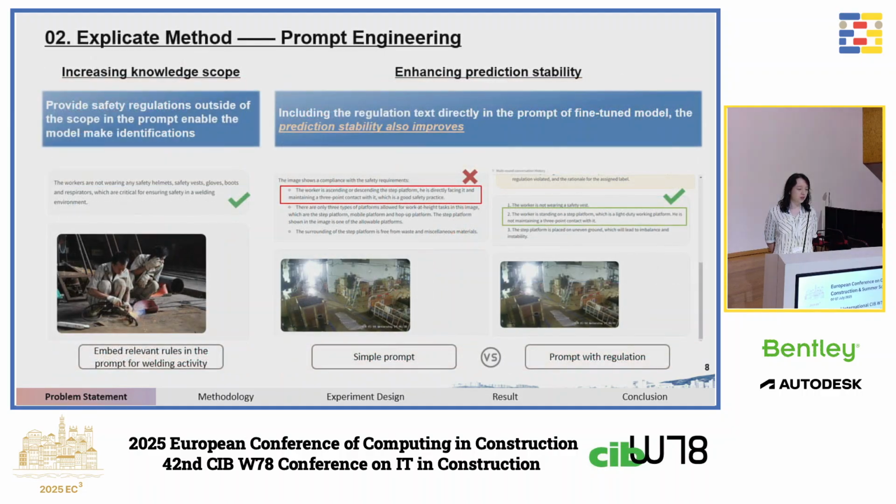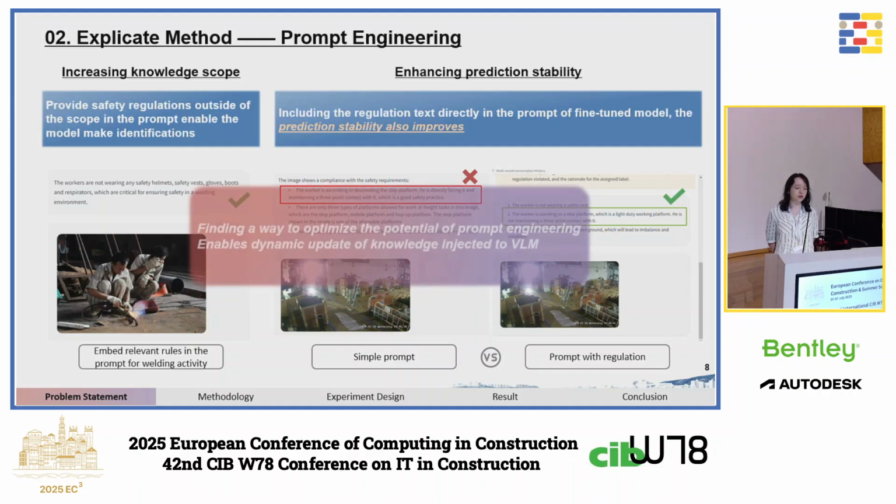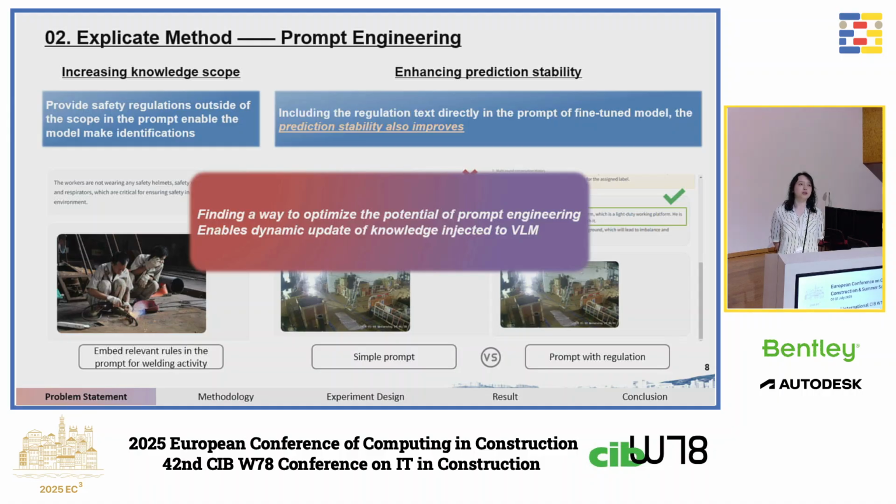For the explicit method, we can do prompt engineering. As we can see, directly including those rules in the prompt could improve the stability of the existing fine-tuned model and also enables changing of the rules, which enables scalability. So we need to find a way to optimize the potential of prompt engineering and also to enable dynamic update of the knowledge injected into the VLM.